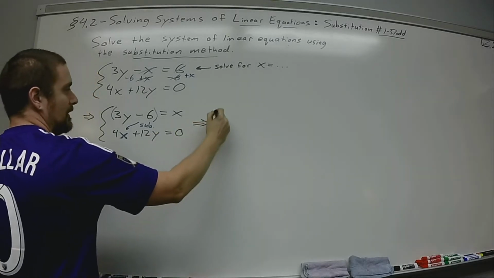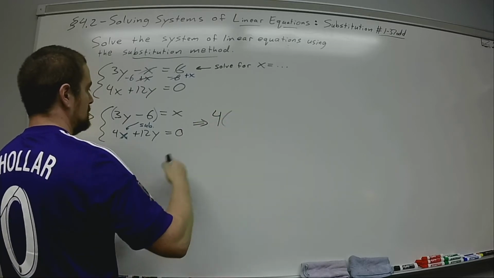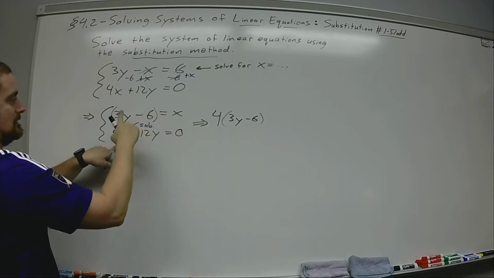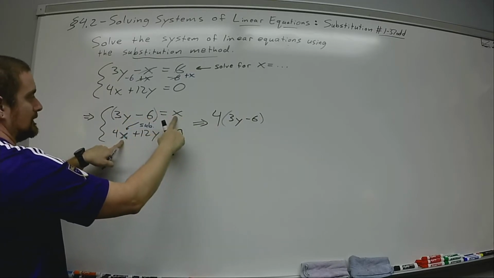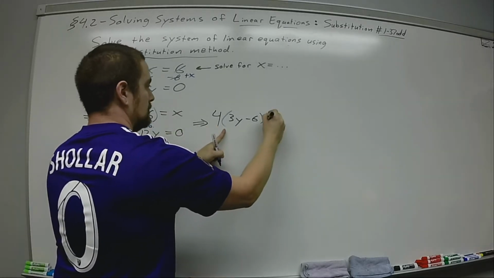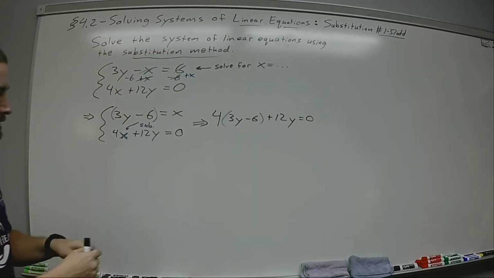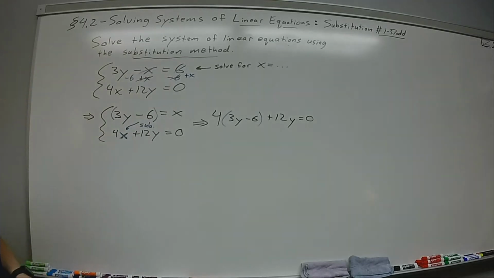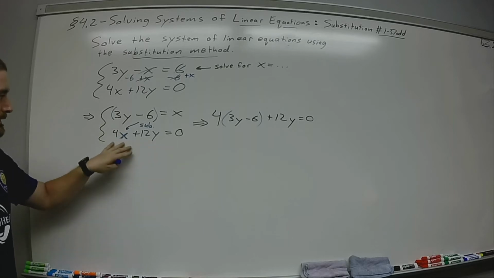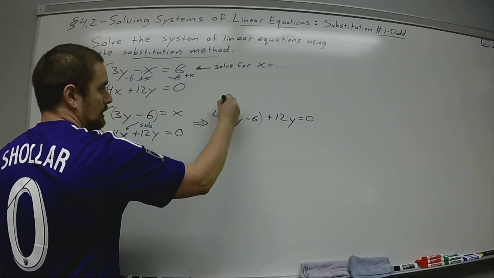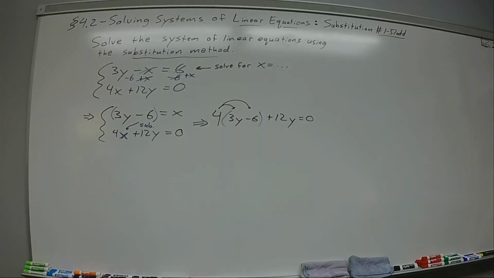Then I only have to worry about 4 times the quantity 3y minus 6, because that's exactly what x is. I'm just simply making that replacement. So I'm substituting x in for its expression, 3y minus 6. Don't forget the plus 12y, and that equals 0. So here, we do that one in blue to be consistent. So I still have the exact same second equation, but I have it written out so that x has been replaced with the y expression, 3y minus 6. This is just one equation with one unknown variable.